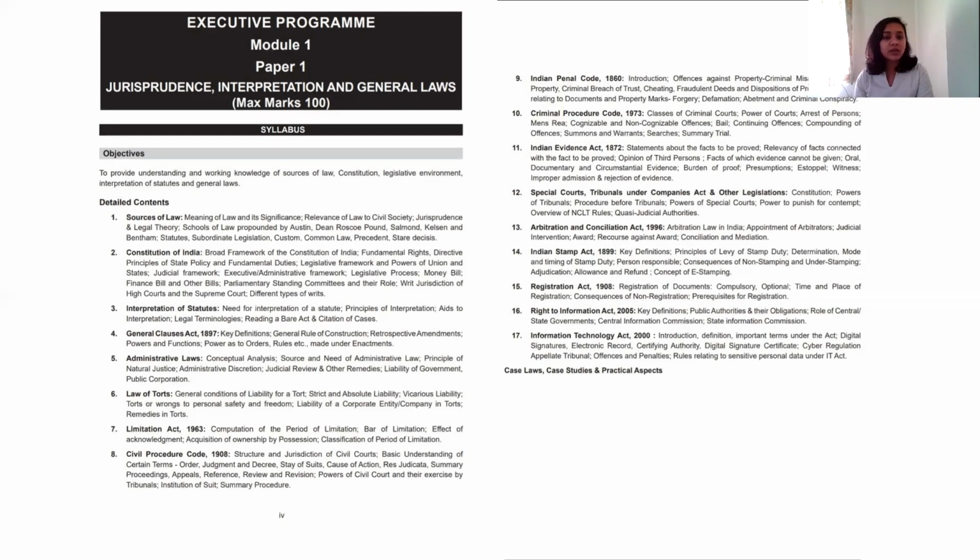Now, since we are in India and it is mostly the Indian laws that will be applicable to us, it is very, very important to understand where laws in our country get their power from. And we will be studying about the primary sources of law as well as the secondary sources of law. Coming to the second chapter, we will be studying about the Constitution of India.